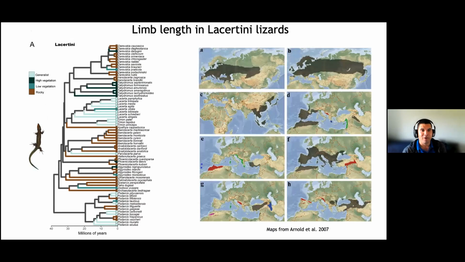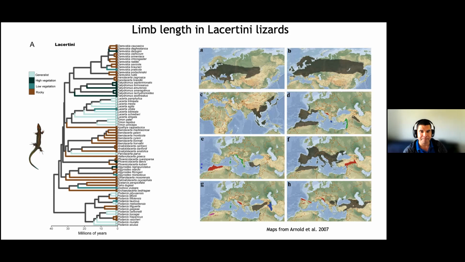All right, so last example in reptile evolution, we wanted to look at limb length in our European lizards, specifically in the Lacertini clade, which is distributed from as far west as Madeira to as far east as Japan. And there are many species. We tried to sample as many of them as we could. They are mainly generalists, high vegetation or low vegetation, or rocky specialists. And so we wanted to perform a study where we correlated limb length with ecological niche, and eventually study what was happening in the development of these species.